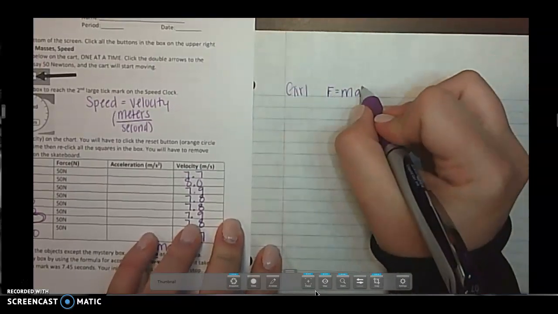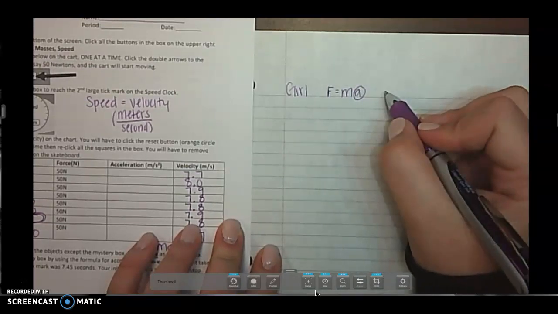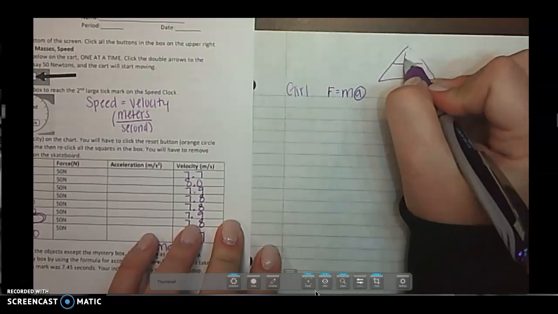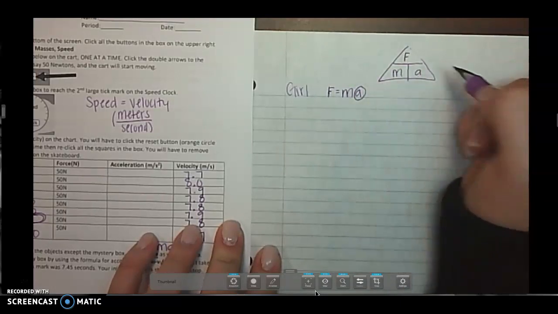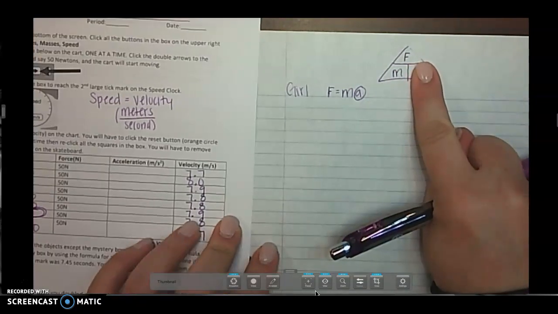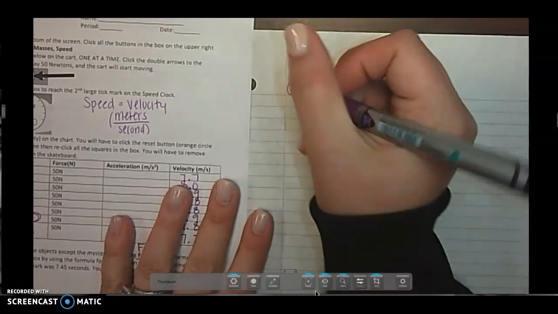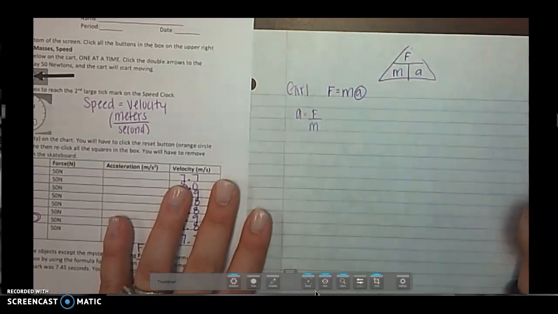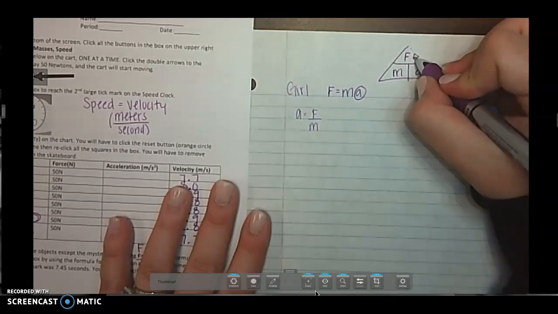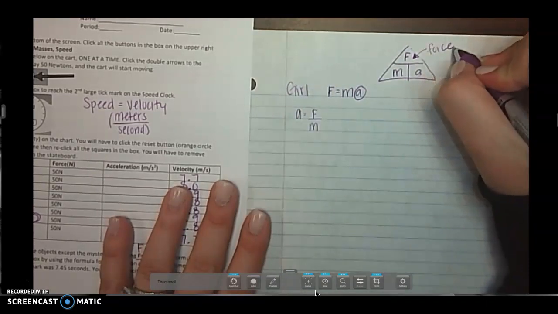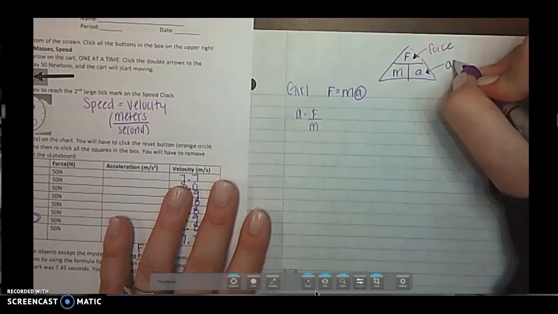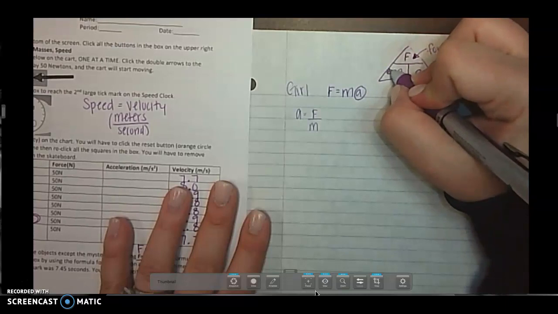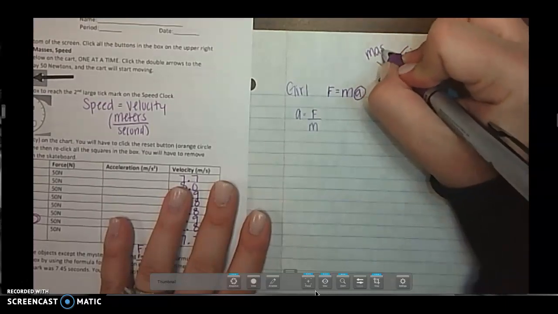Now, we are looking for acceleration. So my magic triangle tells me that I've got force on top and then m and a on the bottom. I'm going to cover a up to get my new formula. So my formula to solve for a is a equals F over m. Now, this F right here stands for force. The A is acceleration. And the M is mass.